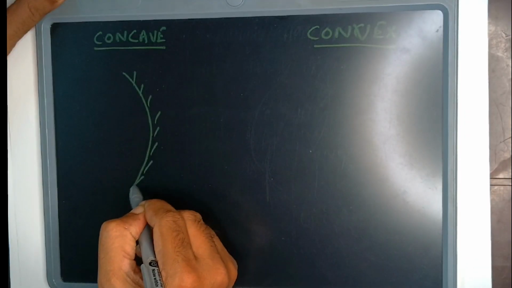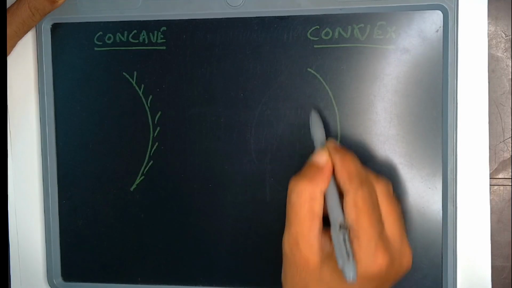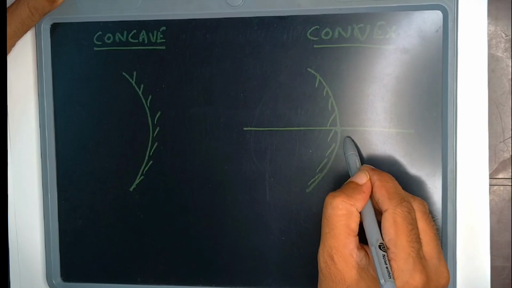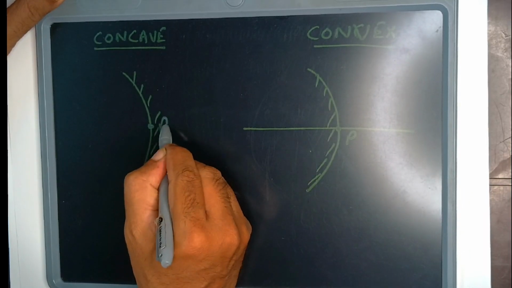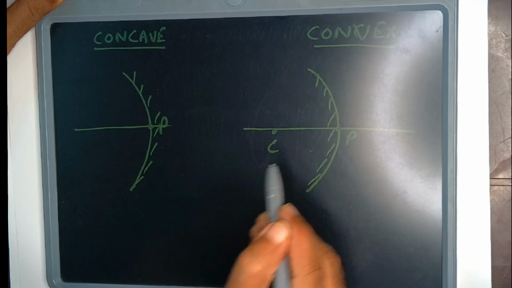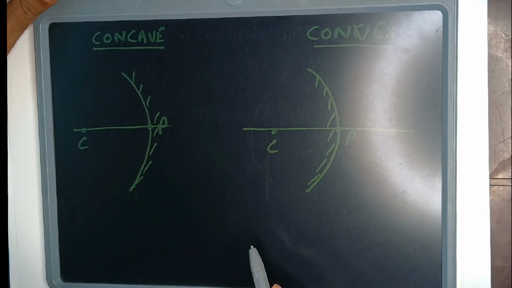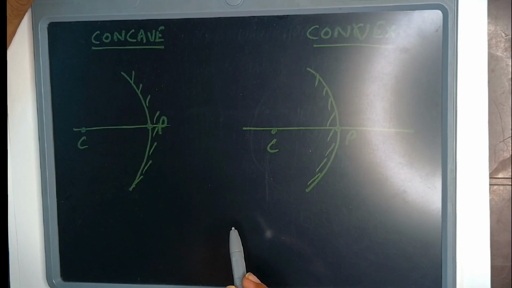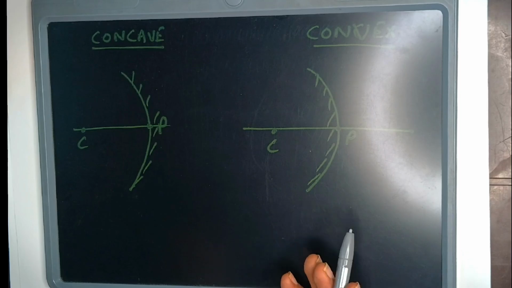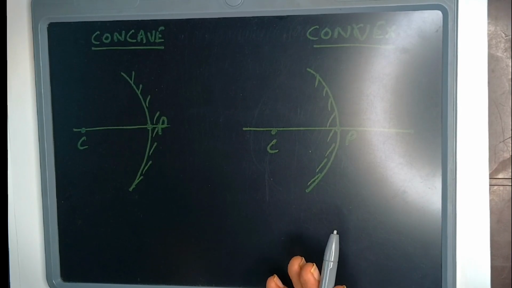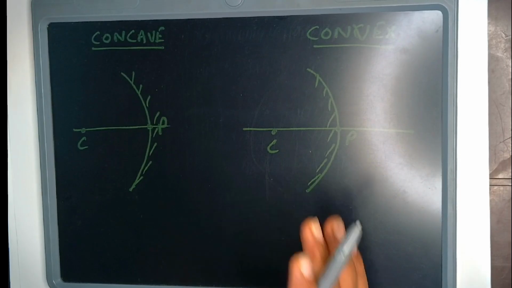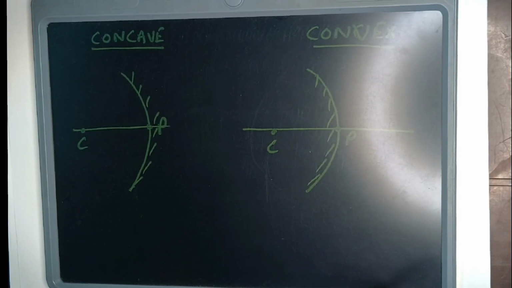Polished outside, same here, polished inside. This is the pole, this is the pole. This is the center, assumed center. And now we want to know whether focal length is positive or the radius of curvature is positive, the image distance is positive, or the object distance is positive or negative. How to represent it, we are going to see in this particular session.